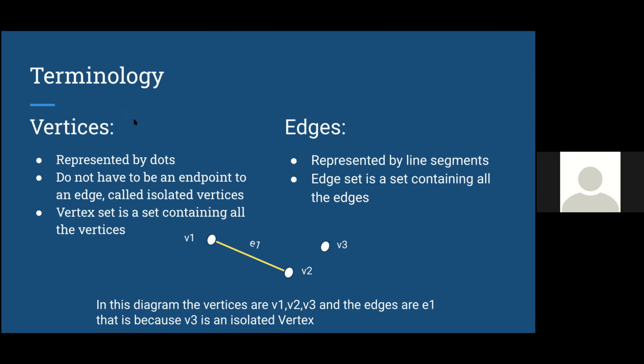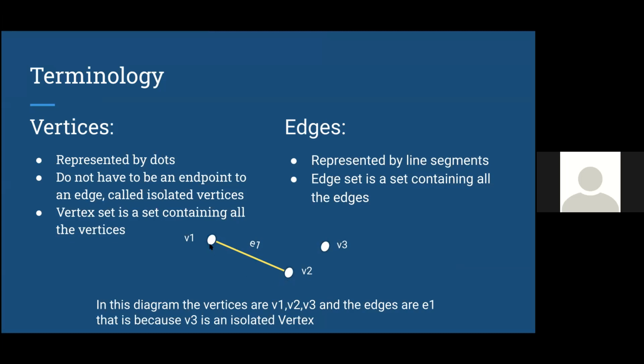And a vertex set is basically a set containing all of the vertices in the graph. Edges are represented by line segments, and an edge set is basically a set containing all the edges. Looking at this diagram below, we can see that the only edge present is E1. And we know it's an edge because it's a line segment.